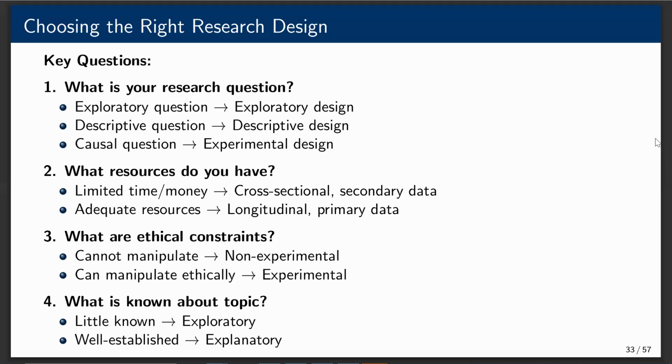Then what are the ethical constraints? If you cannot manipulate, then you should go for non-experimental research design. If you can manipulate ethically, then you go for experimental research design. Now the next is what is known about the topic. If the topic is little known, then you have to go for the exploratory research design. And if the topic is already well established, then you will go for the explanatory research design.